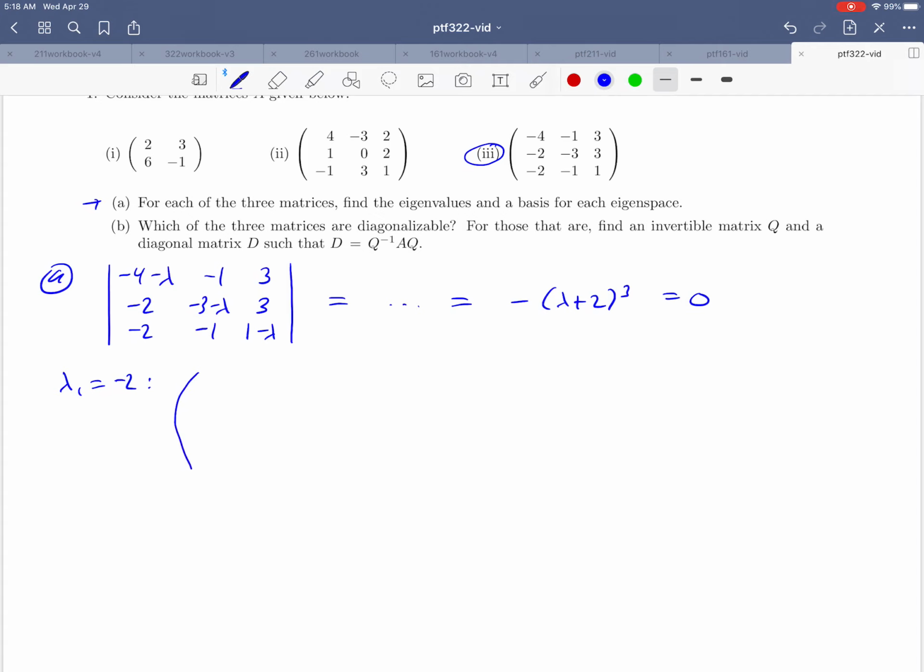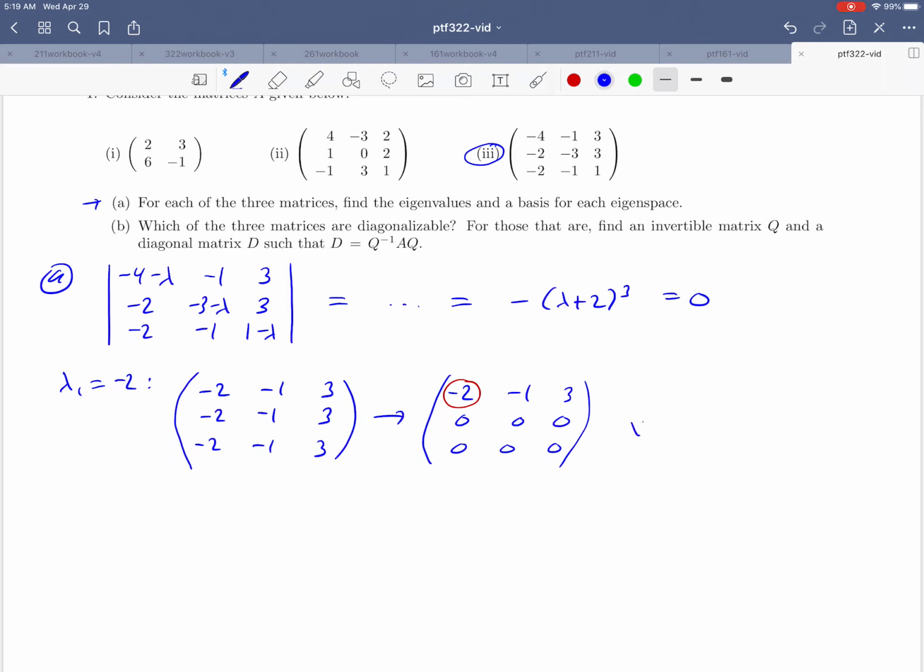So we substitute lambda equals negative 2 into our A minus lambda I matrix. We are going to get negative 2, negative 1, 3, in every row. Interesting matrix there. We've got the same row 3 times. So you can kind of see what's going to happen here. Then if we do reduction, we're going to get 2 rows of zeros, which means 2 free variables, just one pivot position sitting up there in the upper left-hand corner.